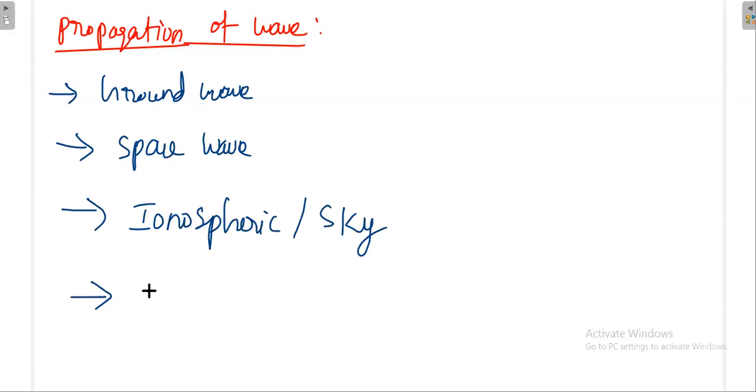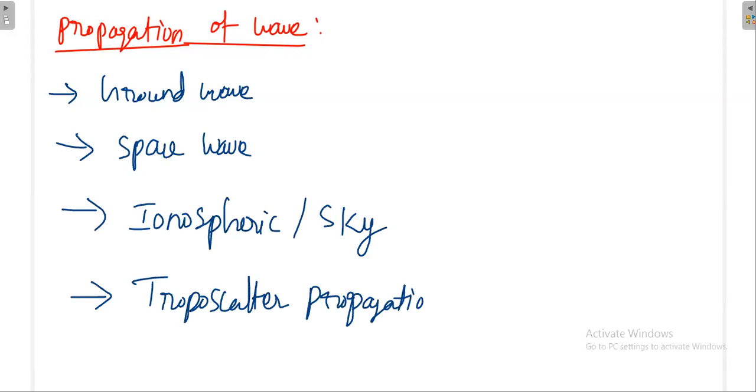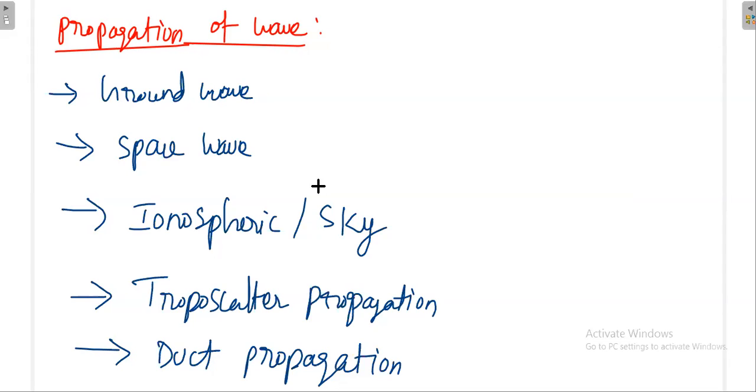What other propagation is there? Troposcatter propagation, and duct propagation. As well there are other propagations, but we will see the first three in detail: ground wave, space wave, and ionospheric or sky wave propagation.